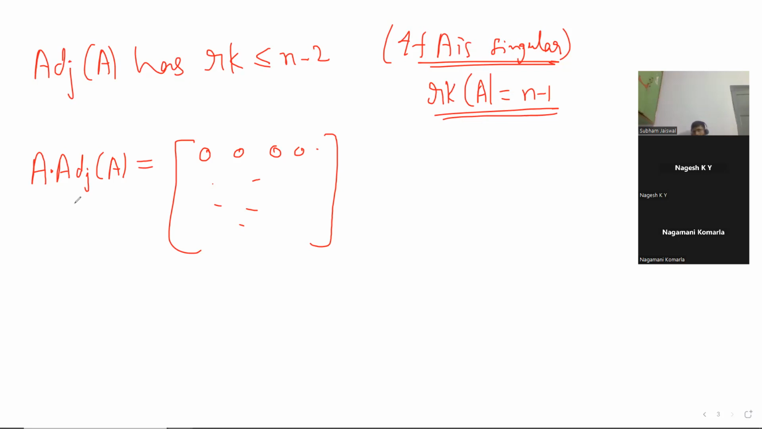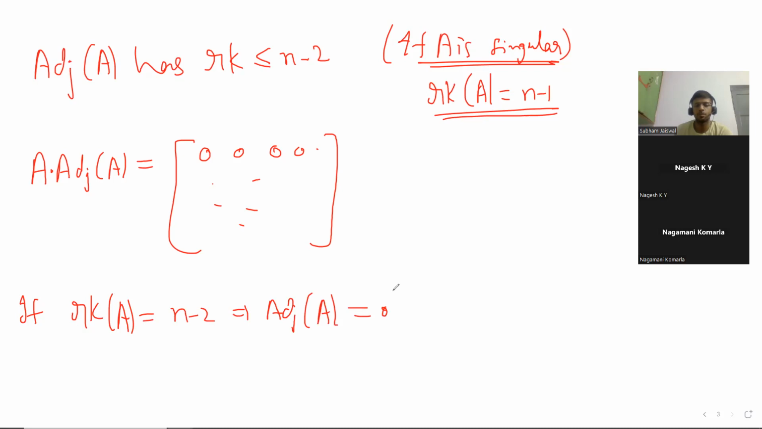Look, if A has rank n minus 2, then you are done. Agree? Right. If A already had rank n minus 2, then actually the adjoint of A would be 0 by the same reasoning. But let's explain that.